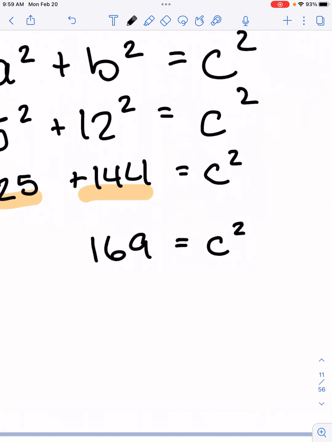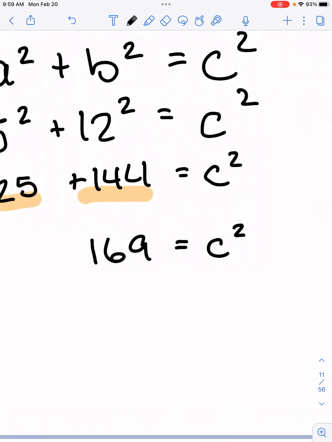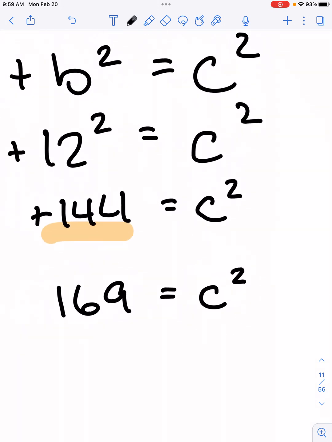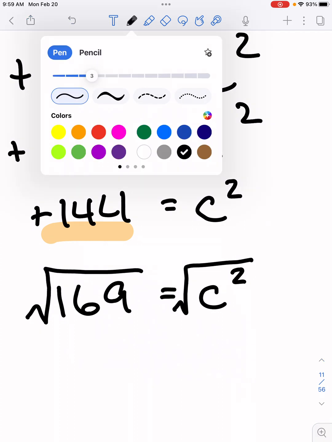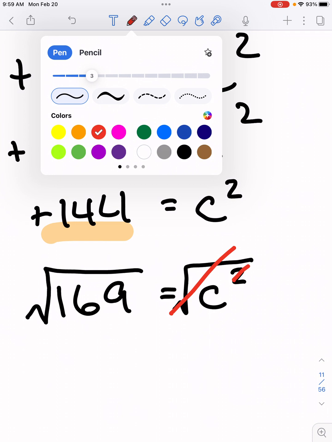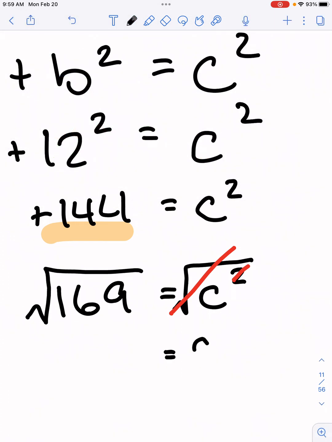When you get to this step, how do you solve the equation? You need to get c by itself. Normally, we always perform inverse operations. The inverse of a square is taking the square root of both sides. A square undoes a square root, so I cross those two things off. On the right side we just have c.